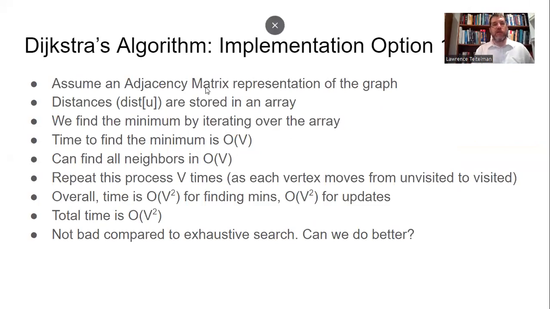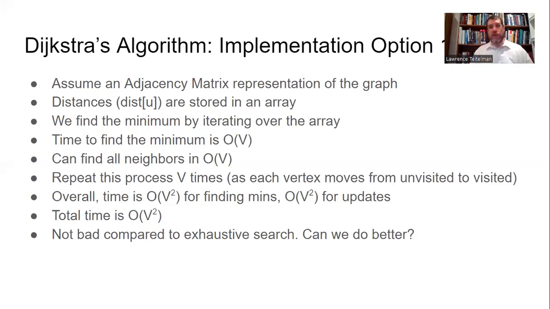Option number 1 is to use an adjacency matrix for the graph, and we store these distances in an array. How do you find the minimum? Well, the array is not sorted, right? It's ordered by the vertex number, not by size. So how do you find the minimum? You have to go through the whole array. That's going to take order of V time, right? How do we find neighbors? Well, we go through the row of the adjacency matrix.